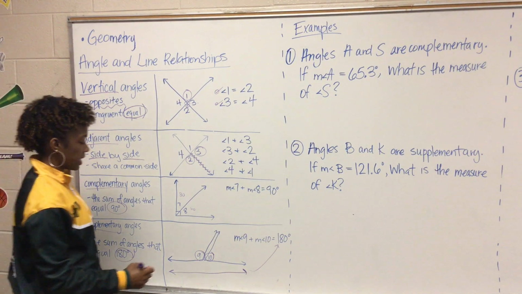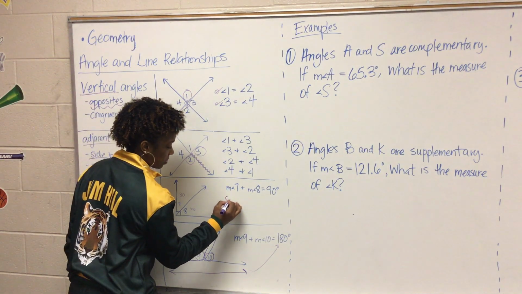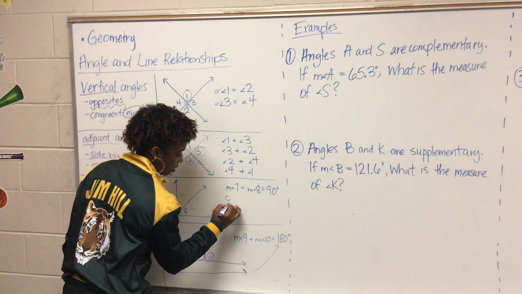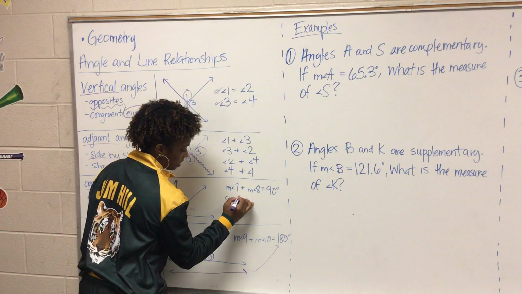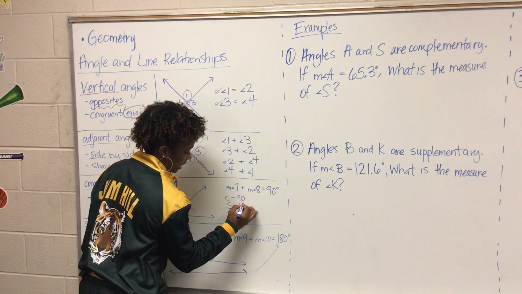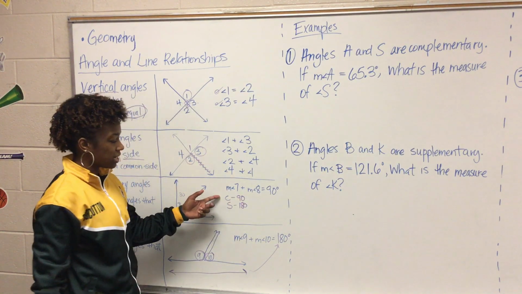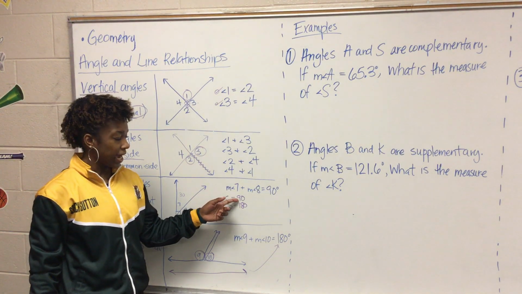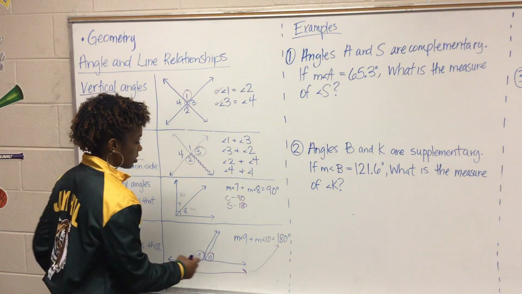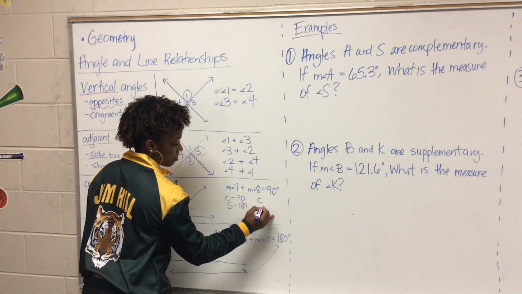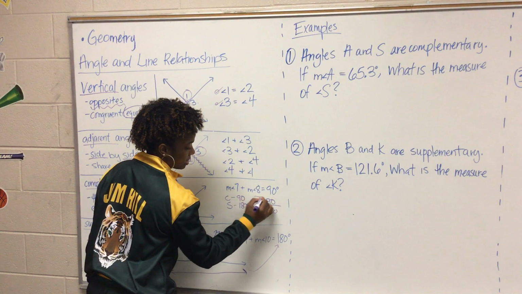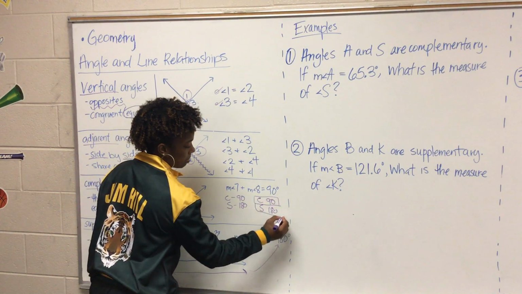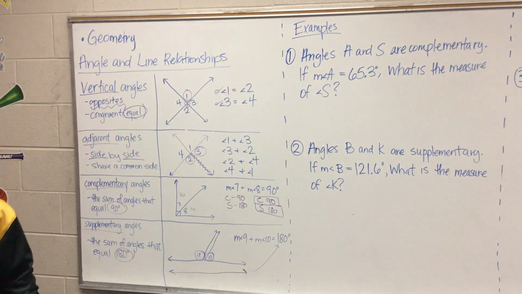A good way to remember that is that complementary starts with C, supplementary starts with an S. Complementary, then you have 90, then you have 180. So C comes before S, 90 comes before 180. So complementary must be 90 degrees, and supplementary must mean that it is 180 degrees. Just a little cool way to remember that.